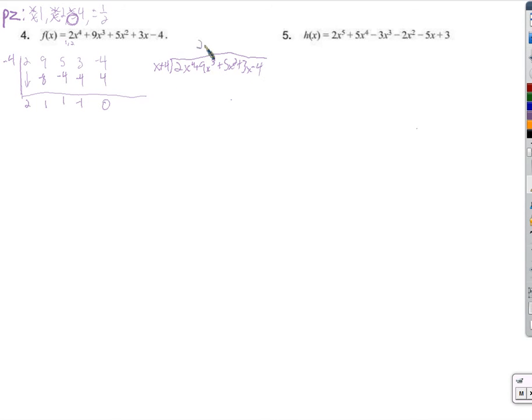You'll find 2x to the third plus x squared plus x minus 1 is what you'll find. And how do I know that? Because my synthetic division tells me that: 2x cubed plus x squared plus x minus 1. So x plus 4 times 2x to the third plus x squared plus x minus 1.